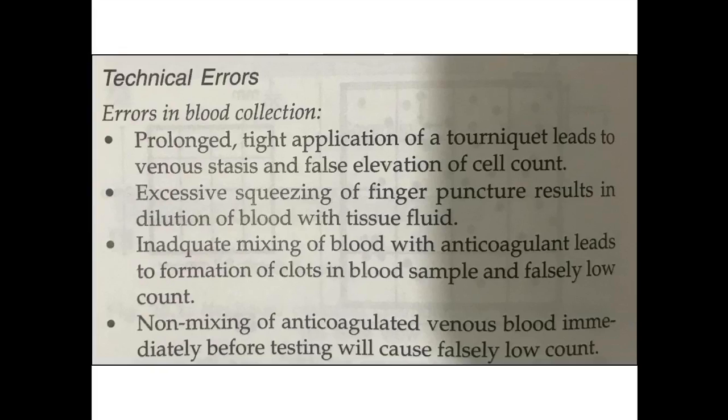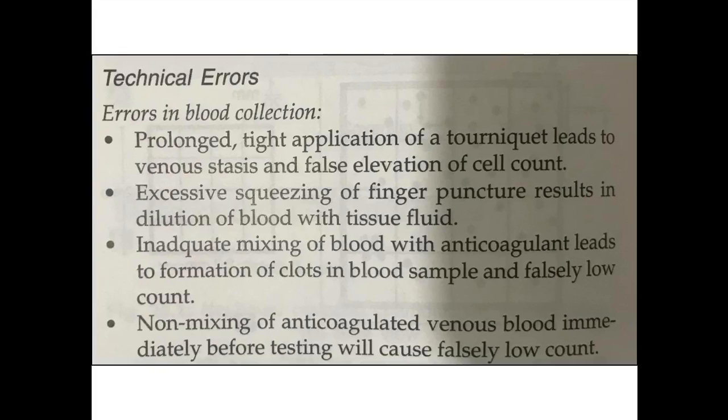Once you calculate, there can be certain technical errors. There can be errors during the collection of the blood sample, during pipetting, and also while charging the chamber. Coming to the technical errors in blood collection, prolonged tight application of a tourniquet can lead to venous stasis, and this results in false elevation of the cell count. Also, when you're collecting the finger prick sample, excessive squeezing can result in dilution of the blood with tissue fluid.